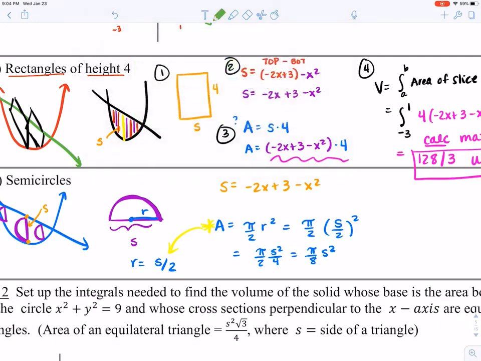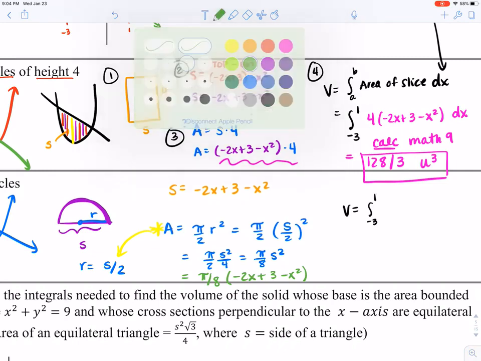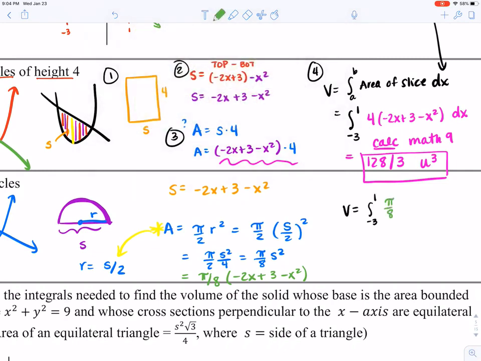Well, the last thing we're going to do with this area formula is substitute in the s equation, negative 2x plus 3 minus x squared, and I now have my equation. So I've got area of a slice. We're going to write our volume. Volume is going to be the integral from negative 3 to 1 of my area equation. Pi eighths, negative 2x plus 3 minus x squared dx. Always the area of that slice will go right there, okay?